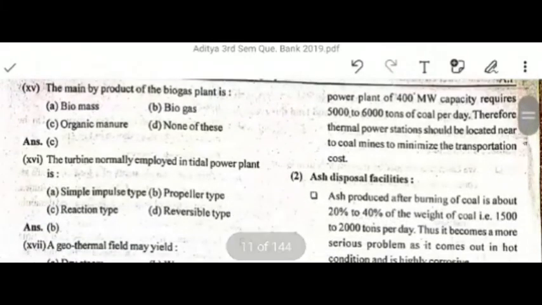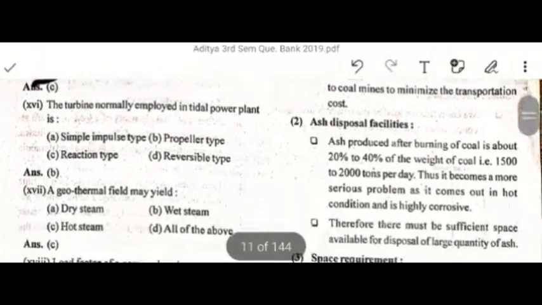Now the 15th question is: the main byproduct of a biogas plant is organic manure. If organic manure is not present, then it will not be a biogas plant. So the main byproduct of a biogas plant is organic manure. You know what organic manure is? Manure in which carbon is present is called organic manure. So here option C will be the correct answer.